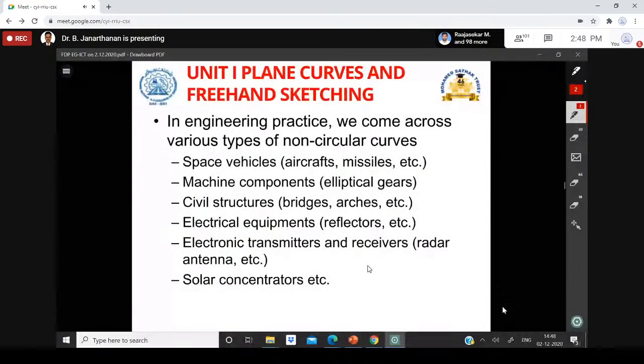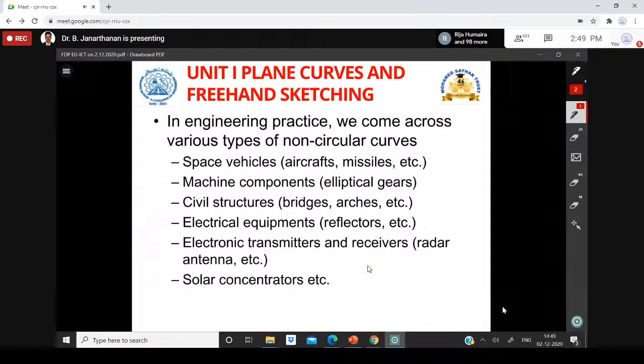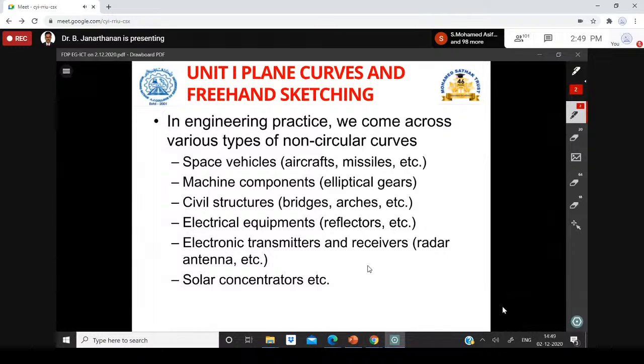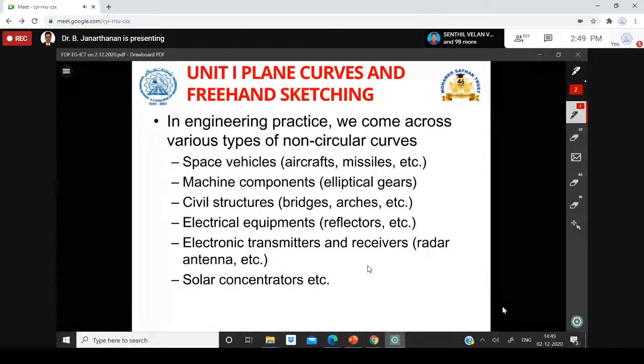What I want to stress is, when we teach these plane curves, many times, I also used to do like this for completing the syllabus. We may not be able to tell where these things are applied. Then the students will not have interest in learning these plane curves if we don't tell what the application is. If we tell the applications where these plane curves are used, like space vehicles, aircrafts, machine components, elliptical gears, civil structures, then the students may have some interest in learning these curves.